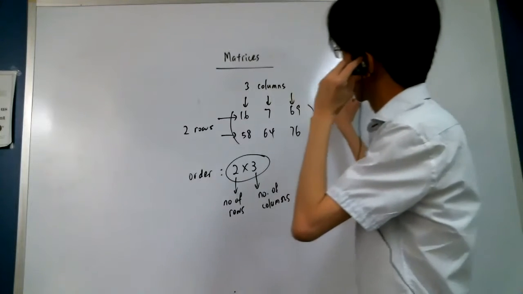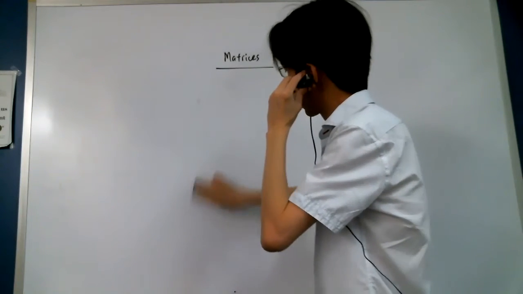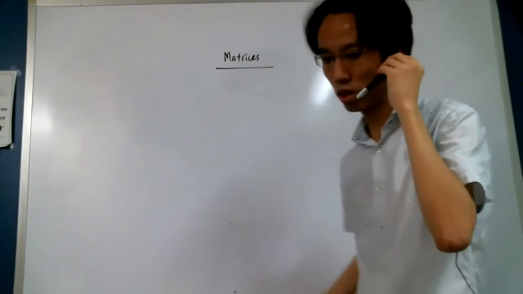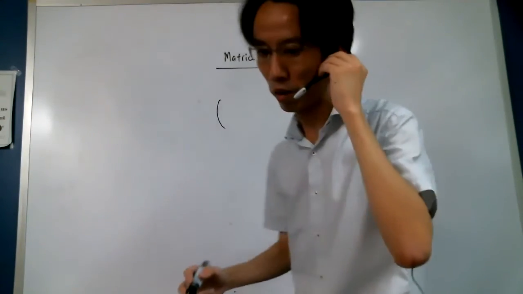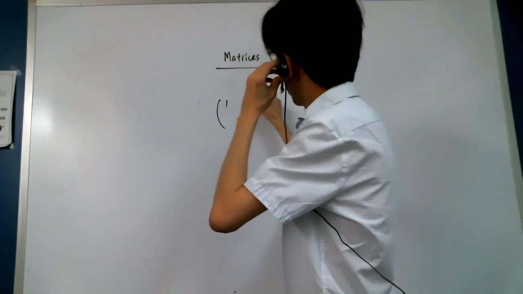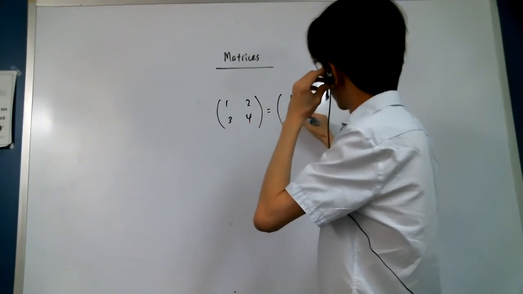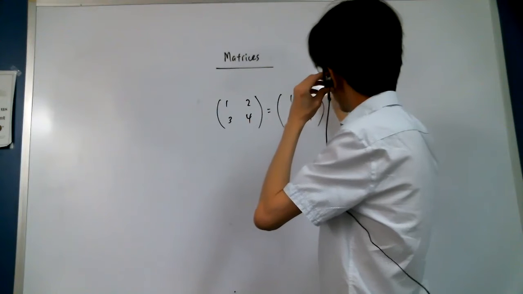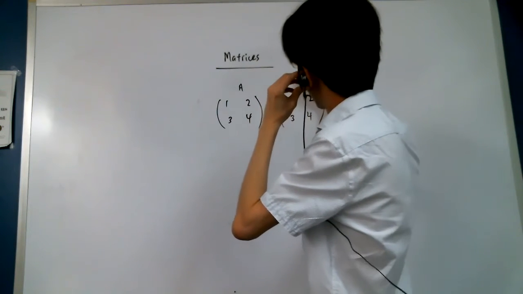For two matrices to be equal, okay, I'll just give an example first. Let's say, for example, you have 3, 4 is equals to 2, 3, 4. Okay, you are given these two matrices. Let's say this one is matrix A, this one is matrix B.